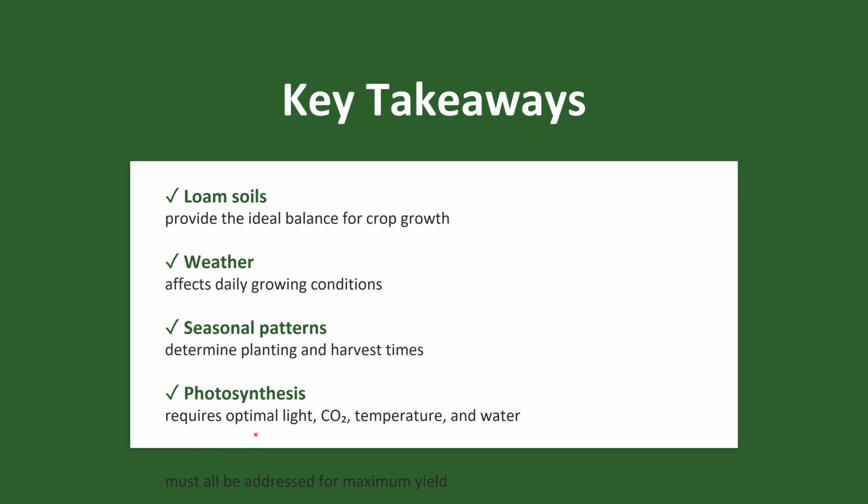Photosynthesis. Finally, we explored the plant's internal factory, which requires the perfect Goldilocks balance of light, carbon dioxide, temperature, and water to perform at its peak. Remember Blackman's law: a farmer must address every single one of these factors because the harvest will only be as good as its most limited resource. Manage the environment well and crops will follow.